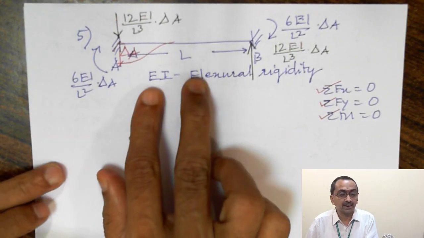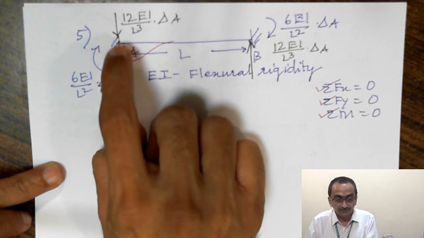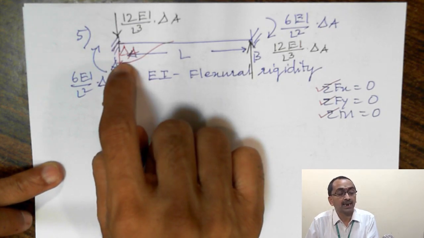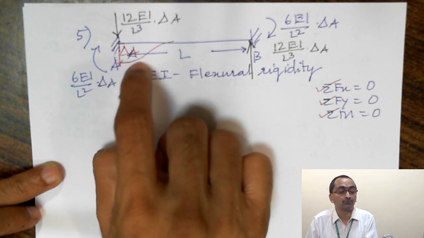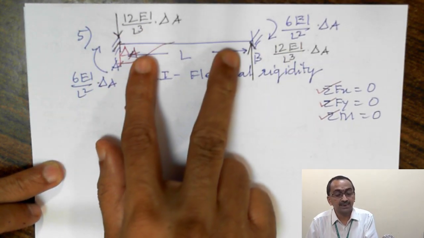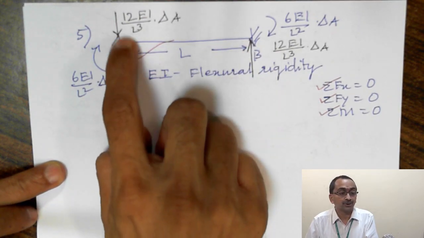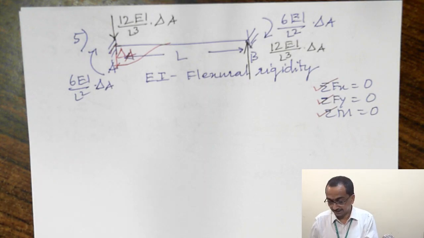So this is the diagram that gives us the picture of what will happen when we apply unit deflection at A in downward direction. When we apply unit deflection at A in downward direction, what will be the forces that will be generated, or what are the forces that are required to cause unit deflection of A in downward direction is given by this diagram.